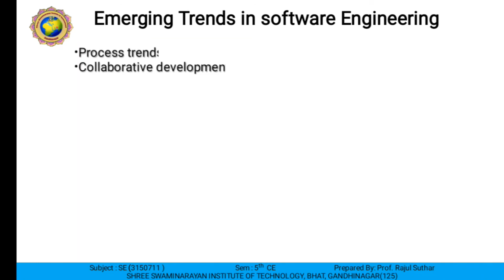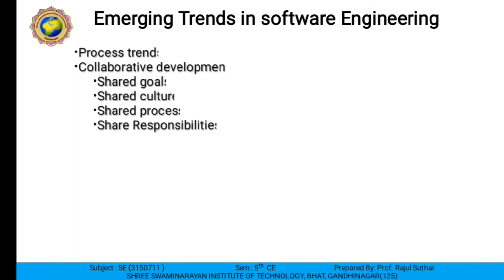Then collaborative development. Today software engineers collaborate across international boundaries and share information. The challenge is over the development methods and tools that facilitate collaboration for software development. A number of success factors cover the shared goal, shared culture, shared process and shared responsibility.